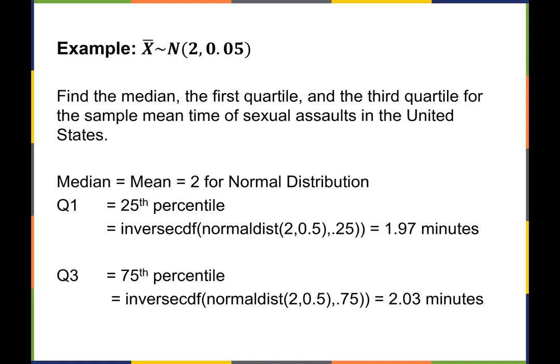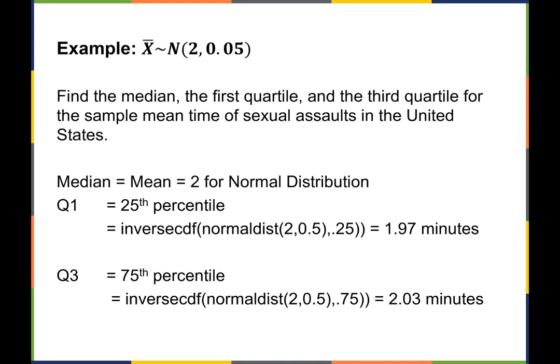So how do we find the median, the first quartile, and the third quartile? Well, in normal distributions, remember they're symmetric, not skewed. So the mean is always equal to the median, which in this case is going to be equal to 2. It just looks messy. And how do we find the first quartile?